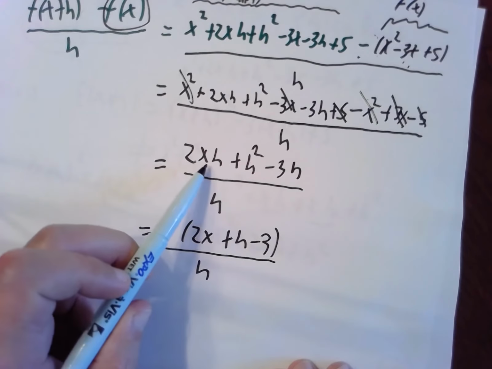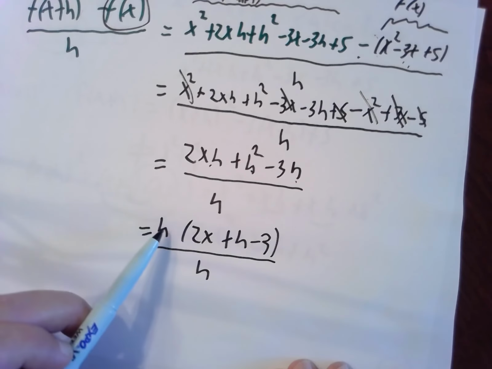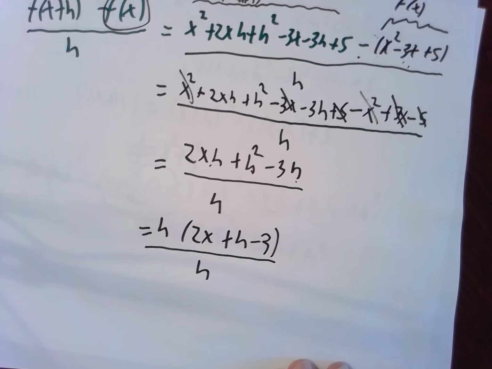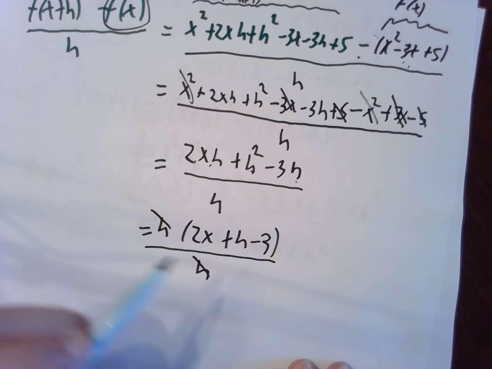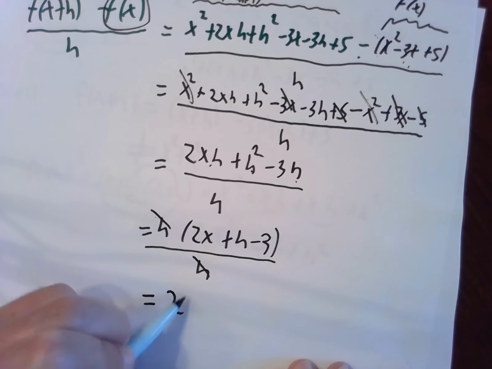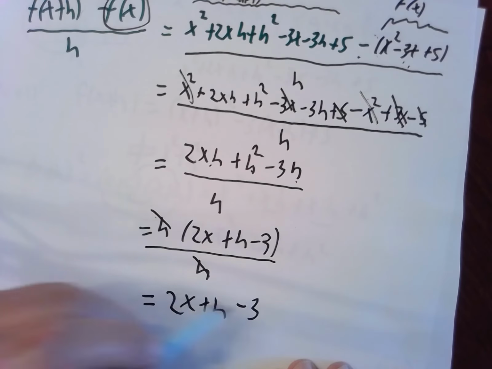So, each term had an h. I factored out that common factor of h on top. Now I can cancel the h's. You have to factor the h first, then cancel. And my final answer is 2x plus h minus 3.